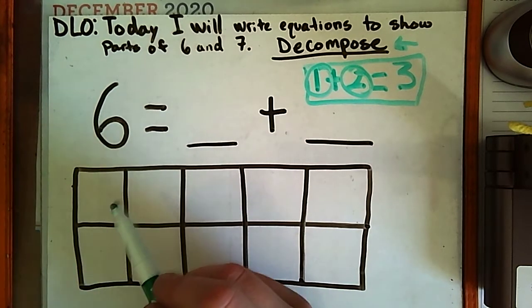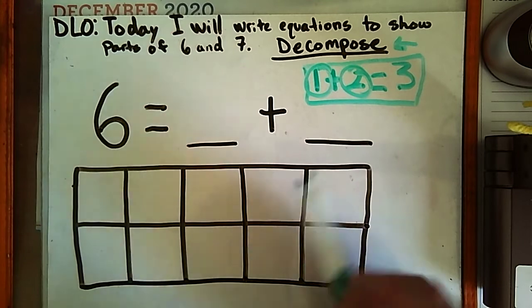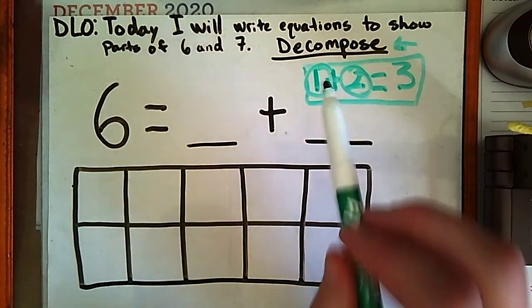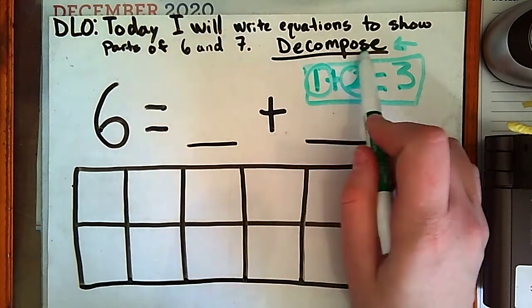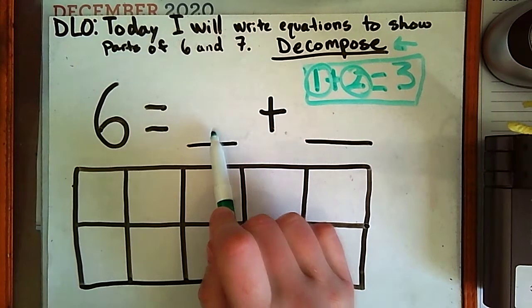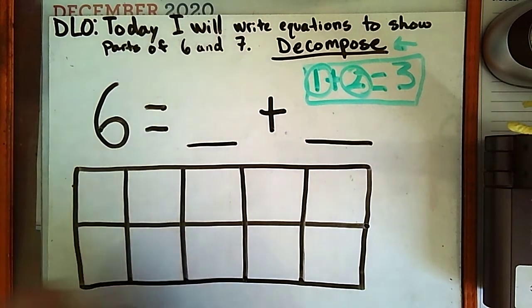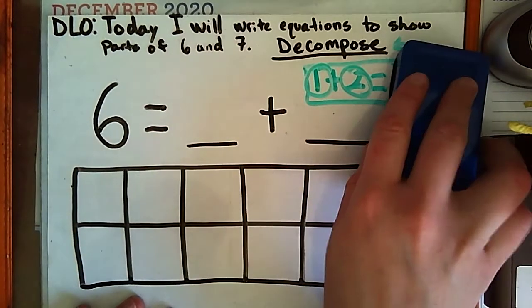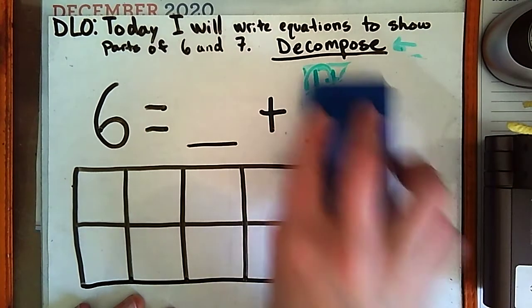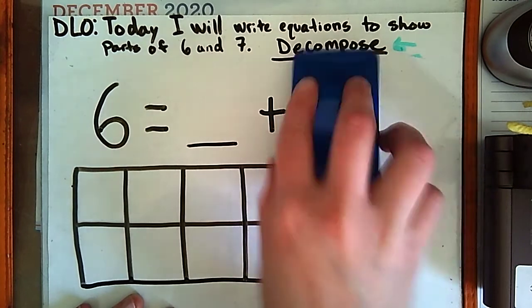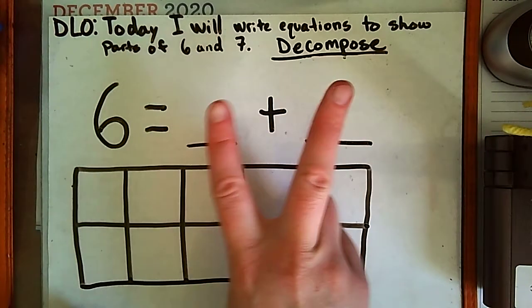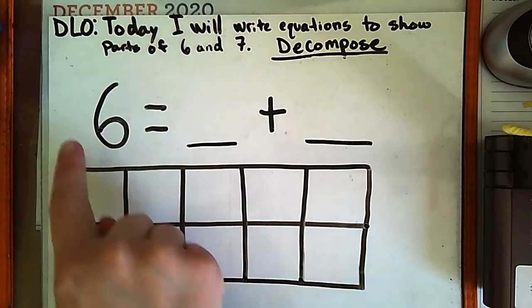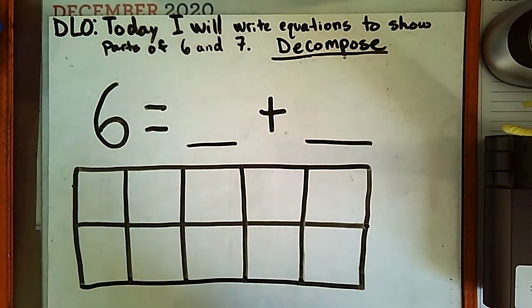Now, a number can be broken up many different ways, but for the purposes of the skill we're focusing on, the decomposing, we are going to do 2 parts. When you get into older grades, you'll break numbers up into multiple parts, lots of parts, but today and tomorrow and this week, we're only going to do 2 parts. So we're going to make 6.